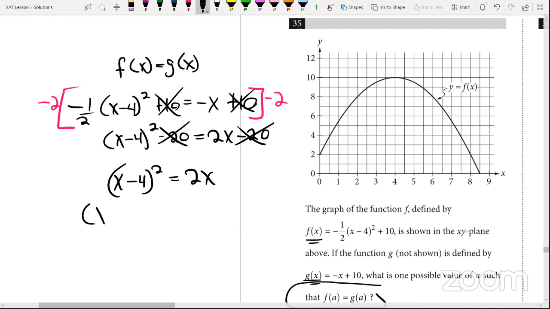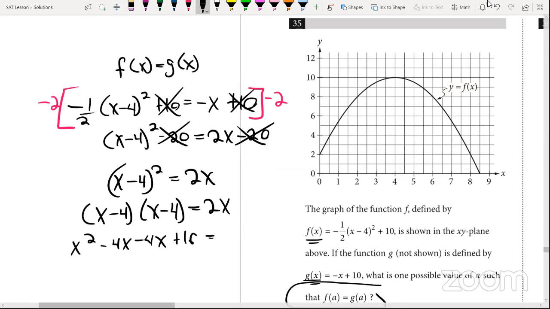So squaring it is the same as writing them side by side. So x minus 4 times x minus 4. And now we can FOIL it. First times first is x squared. Outer times outer. Inner times inner. Last times last. And we're just simplifying now. Combine our like terms right here. X squared minus 8x plus 16 equals 2x.